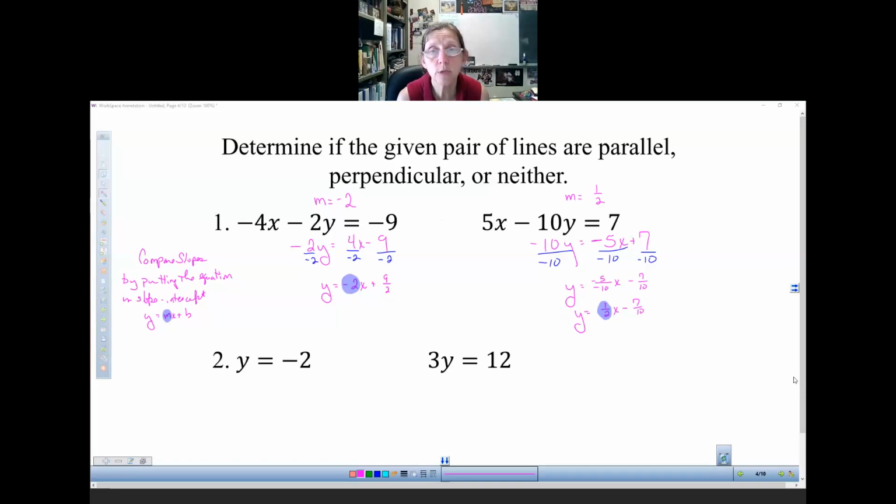So we're good. We've got -2 and +1/2, and that means that these two lines are perpendicular to each other. Right? Yay! Okay. All right.